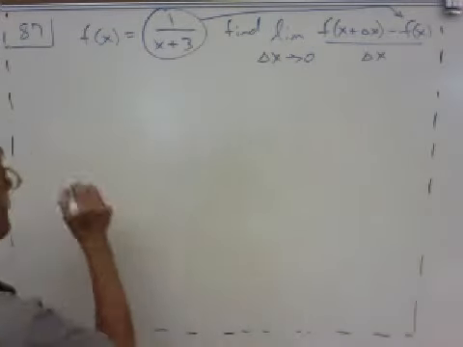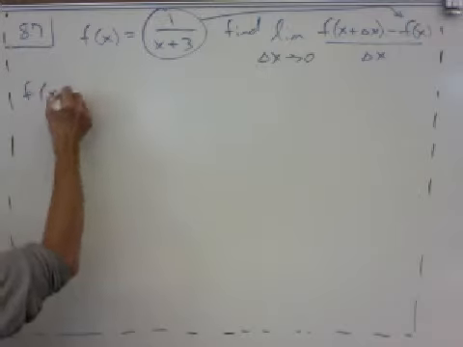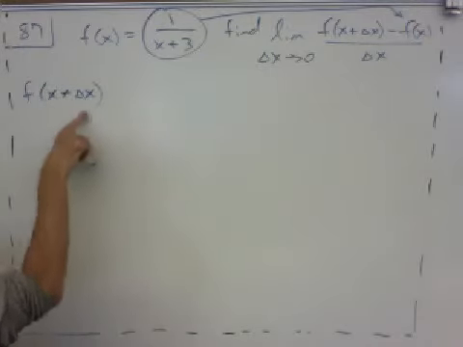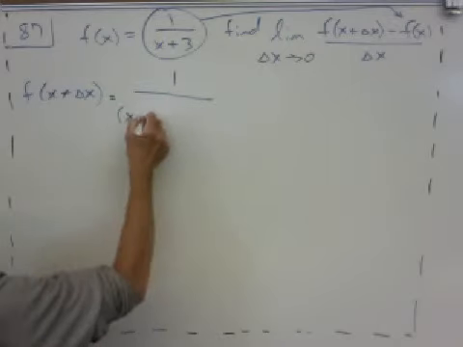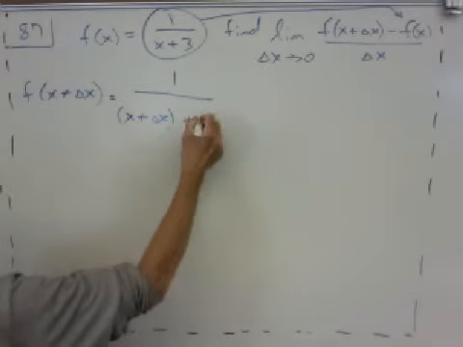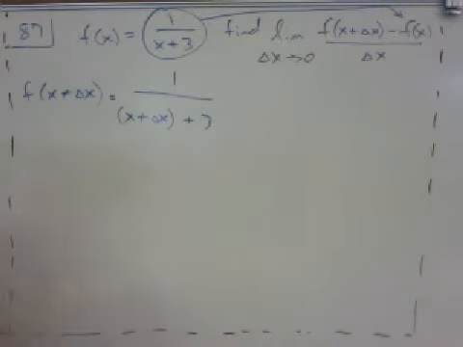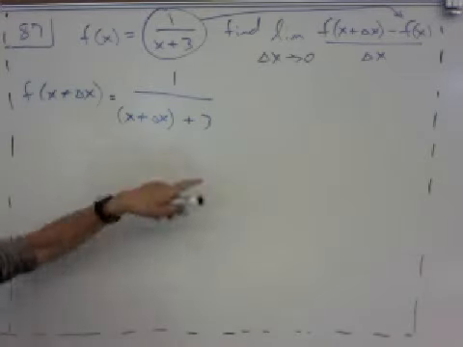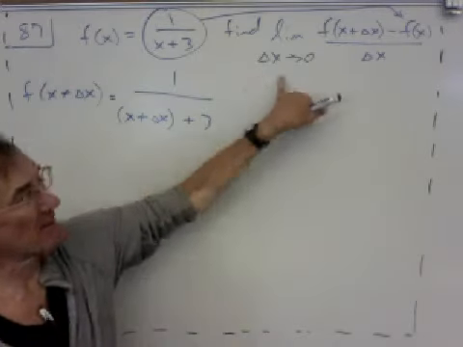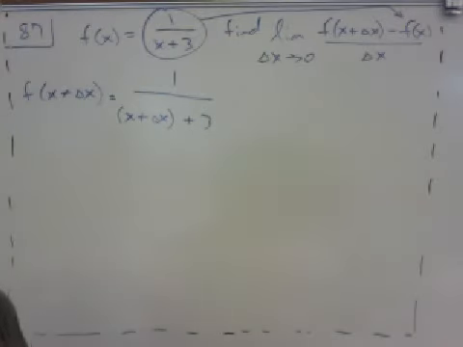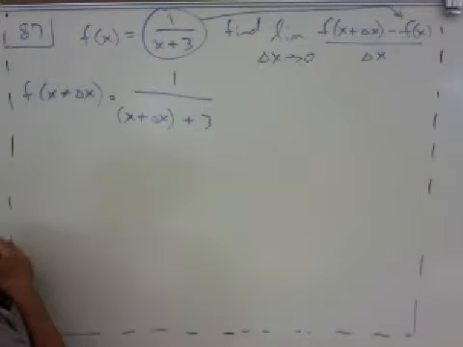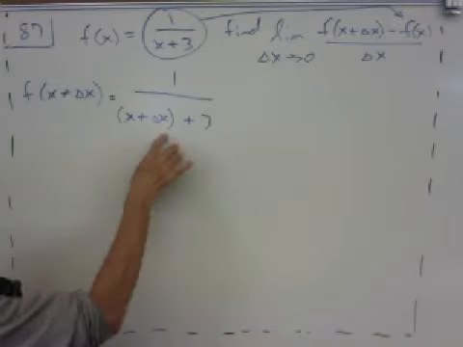f of x plus delta x, what's that? Well, that's x plus delta x put in where x is. So that's equal to 1 over x plus delta x plus 3. So we're going to subtract these two functions and divide by delta x, and then find the limit as delta x goes to 0 of that new function, okay, complicated function. So this is going to look like this. This is going to be our f of x plus delta x right here.